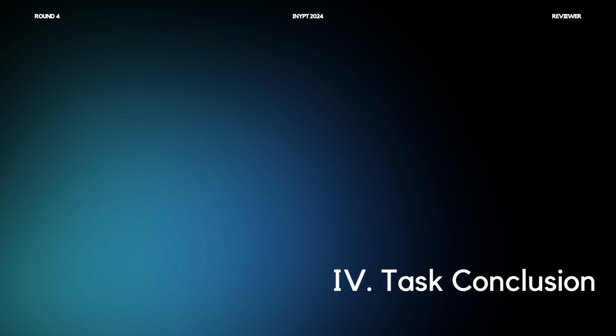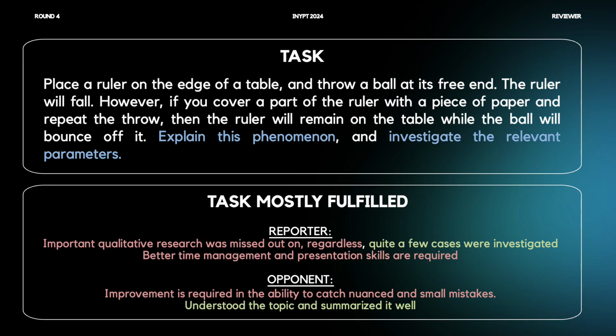Now we come to the task conclusion. The task was, and as we've already discussed earlier as well, that a ruler had to be placed on the edge of a table, and when a ball would be thrown at it, it would just very easily fall. However, if a part of the ruler would be covered with a piece of paper and then the throw would be repeated, the ruler will remain on the table while the ball would just bounce off it.